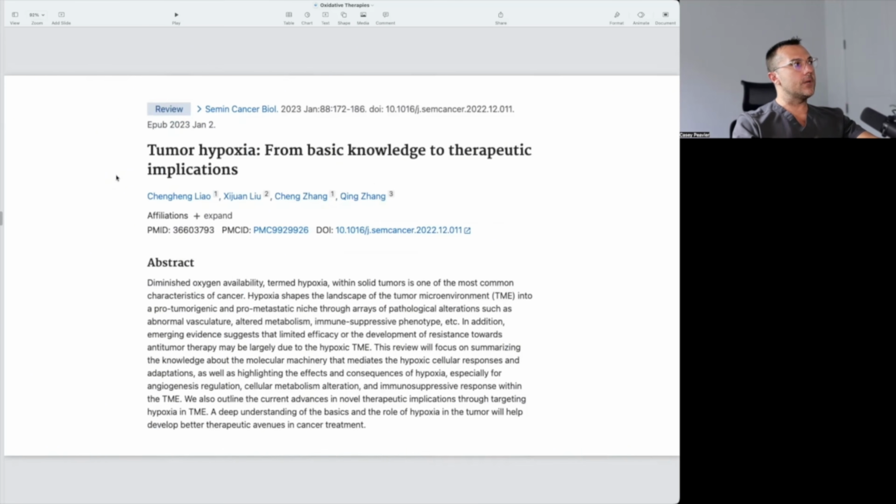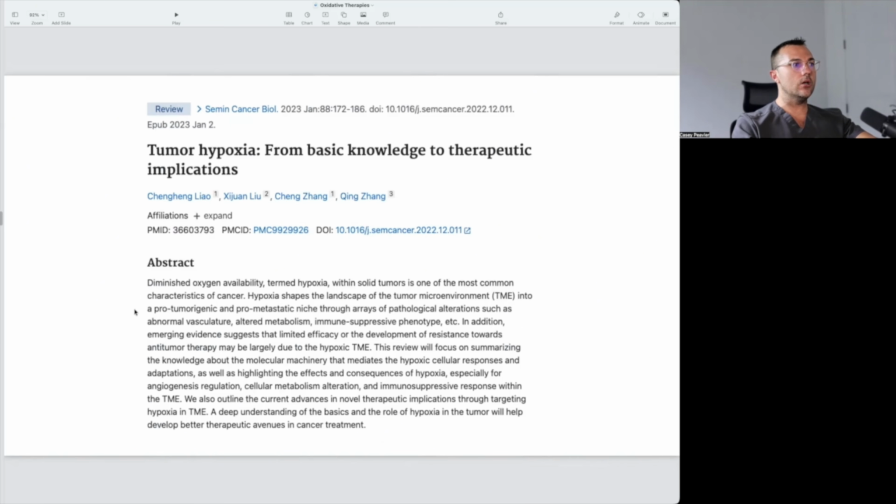And then we're going to go to the next paper, which was titled Tumor Hypoxia from Basic Knowledge to Therapeutic Implications, that was published in January of 2023. And it says here, diminished oxygen availability, termed hypoxia, within solid tumors is one of the most common characteristics of cancer. Hypoxia shapes the landscapes of the tumor microenvironment, TME, into a pro-tumorigenic and pro-metastatic niche through arrays of pathological alterations such as abnormal vasculature, altered metabolism, immune suppressive phenotype, etc. In addition, emerging evidence suggests that the limited efficacy or development of resistance towards anti-tumor therapy may be largely due to the hypoxic TME. I would also say the acidic TME as well.